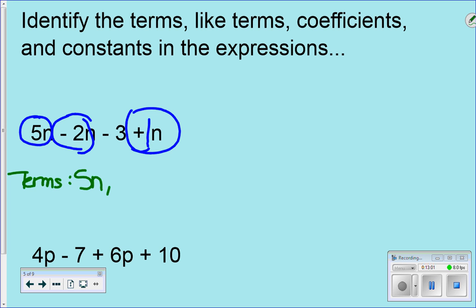Okay, and if I have a minus 2n, guess what that turns into? A negative. So my next term is a negative 2n. And then my next term would be a negative 3. And then my next term is you could do 1n or just an n. Do you see how if I have a plus sign in the front, I don't really need to put a sign, but if you have a negative, you need to put that sign. So then the like terms, oops.